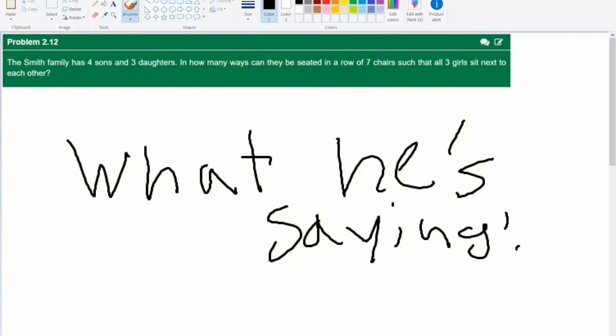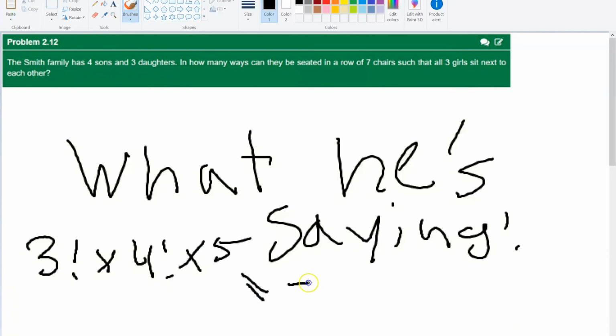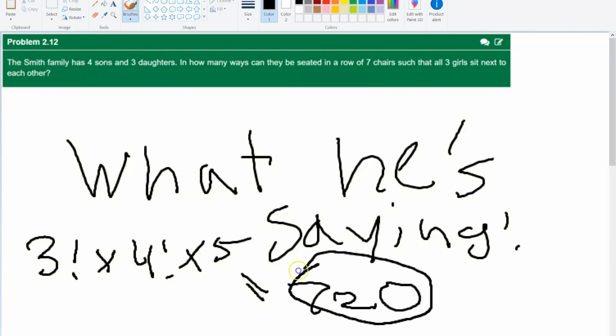Sorry. Since there's 3 factorial orderings of the 3 girls and 4 factorial orderings of the 4 boys for each of the 5 basic arrangements, there's 3 factorial times 4 factorial times 5 total ways. This equates to 720 total permutations.